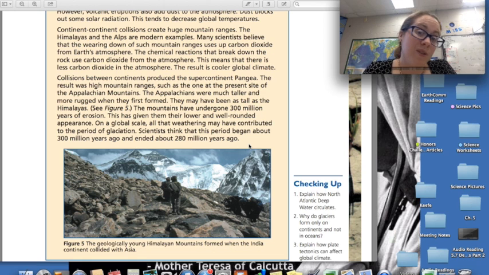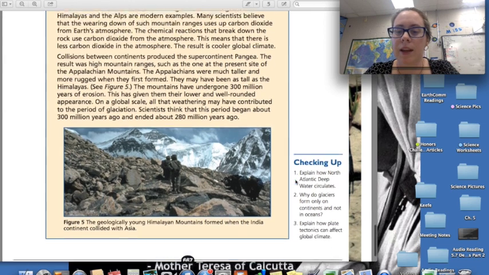Now I'm really curious, if you guys were to go back to Earth Viewer, mind you I haven't done this yet, and go back to Pangaea, see if the amount of carbon dioxide went down in the atmosphere after Pangaea was formed. See if the temperature and the climate goes down. I'm curious. I wonder what you'll find.